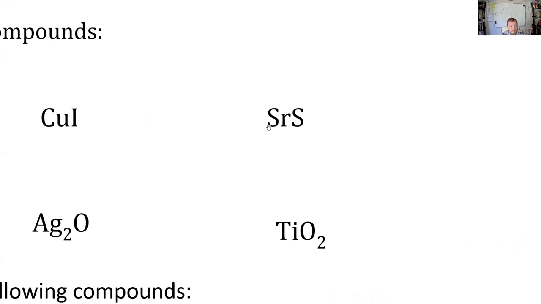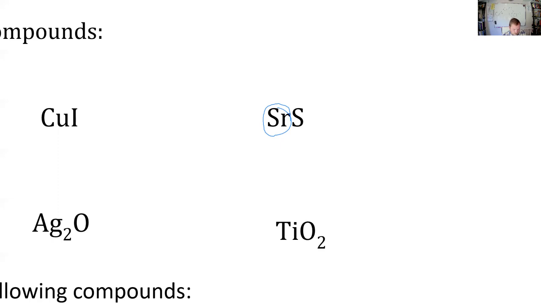So SrS, strontium sulfide, is going to be a strontium and a sulfide. I'm just catching up with the chat here. Yes, if we don't specify how many of an element we have, you can assume it's one. So for strontium and sulfur, we don't have a subscript for either of them, so we're going to assume that we have one of each of these ions.